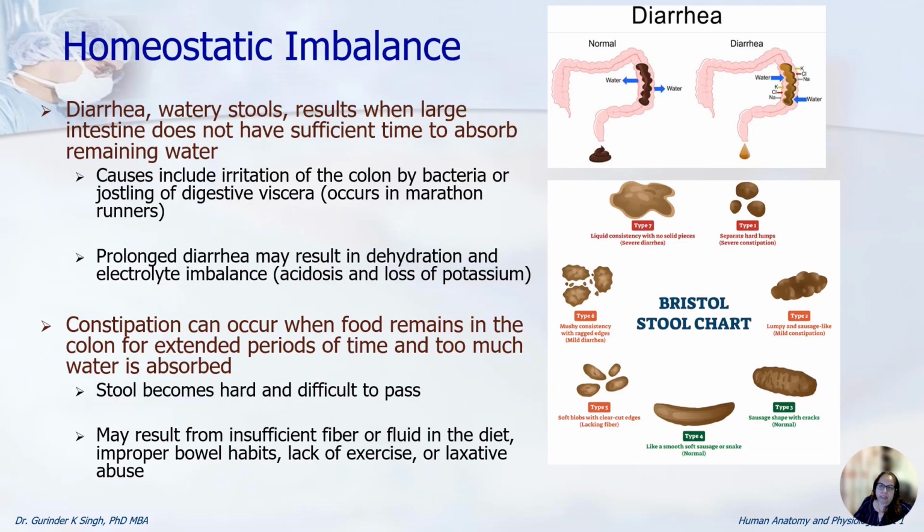Some of the homeostatic imbalances are there. Diarrhea is one of them. Watery stool is there. This can result when the large intestine does not have enough time to absorb the water. And this could be because of the irritation of the bacteria present or the toxins produced by the bacteria present. And also if you move the digestive tract a lot, for example, running a marathon.